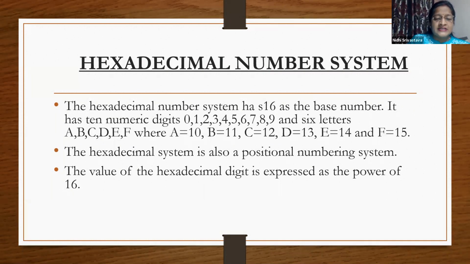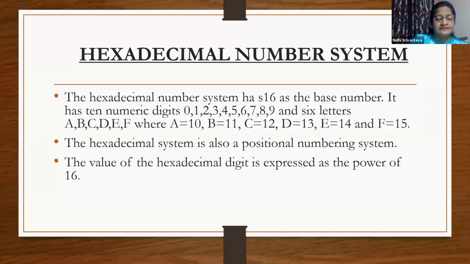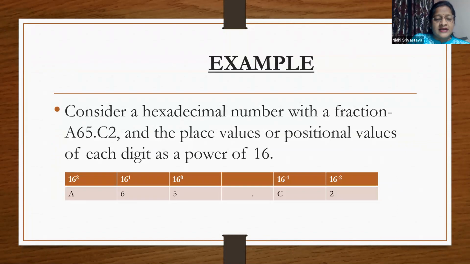The hexadecimal system is also a positional numbering system. The value of the hexadecimal digit is expressed as the power of 16. Example, consider a hexadecimal number with a fraction, A65.C2, and the place values or positional values of each digit as a power of 16. See, this is the table.